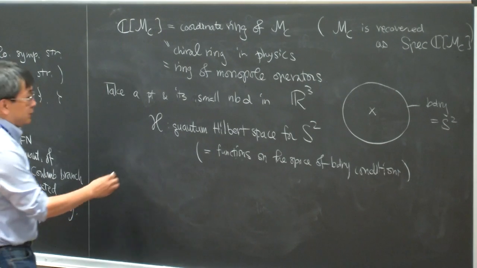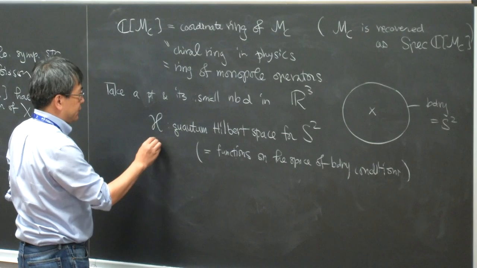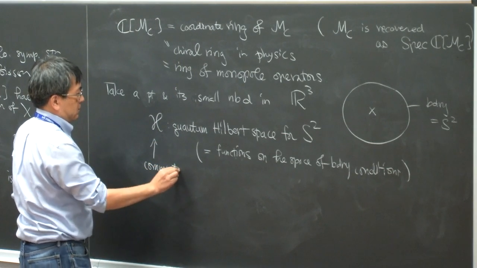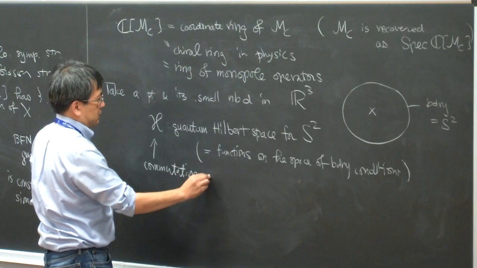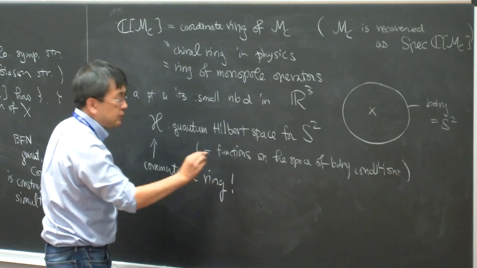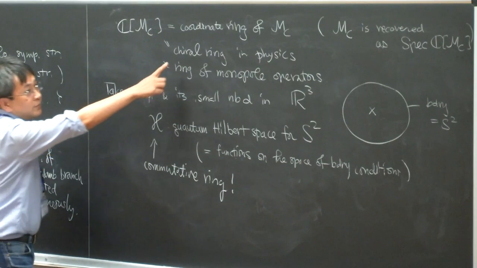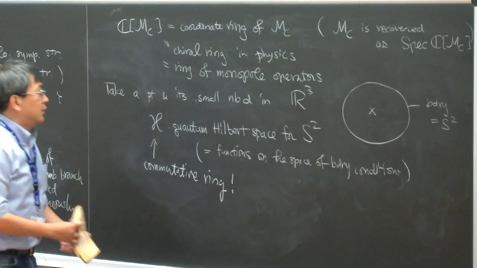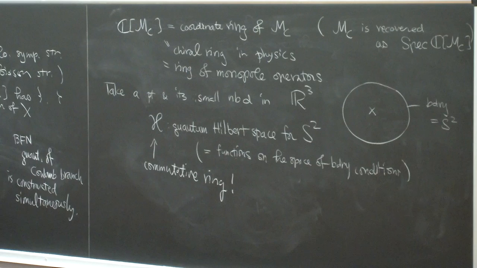Then you observe that this should be a commutative ring. And this is a chiral ring. And the element H here is monopole-related. So why is it commutative, and how do you consider the multiplication?